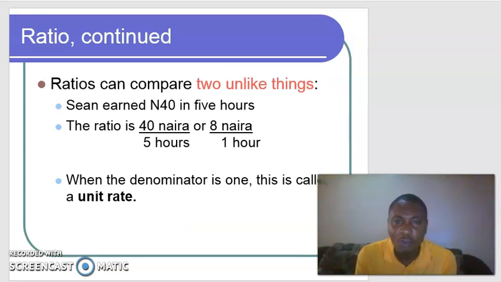Ratios can also compare two unlike things. Sean earned 40 naira in 5 hours. So we're comparing naira to hours, which will be 40 over 5, which will be 8 over 1, or 8:1. Every 8 naira is equivalent to 1 hour. When the denominator is 1, this is called a unit rate.